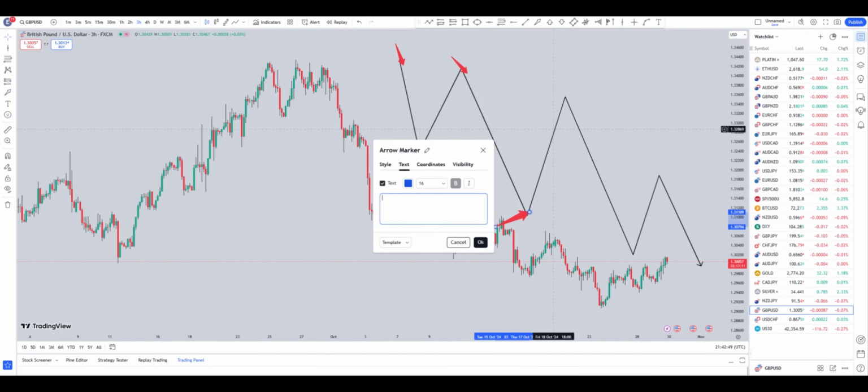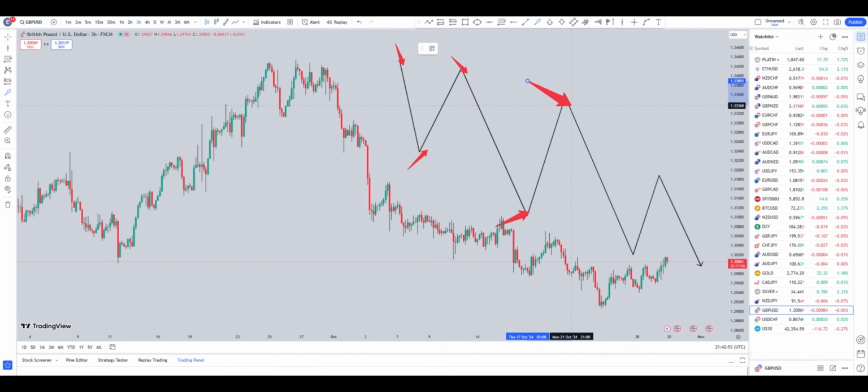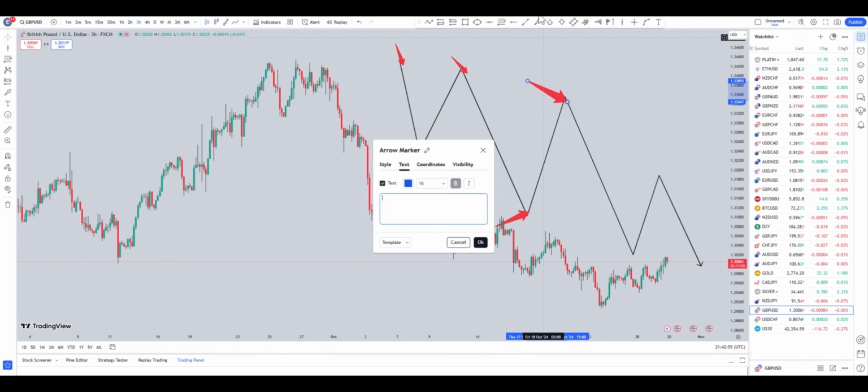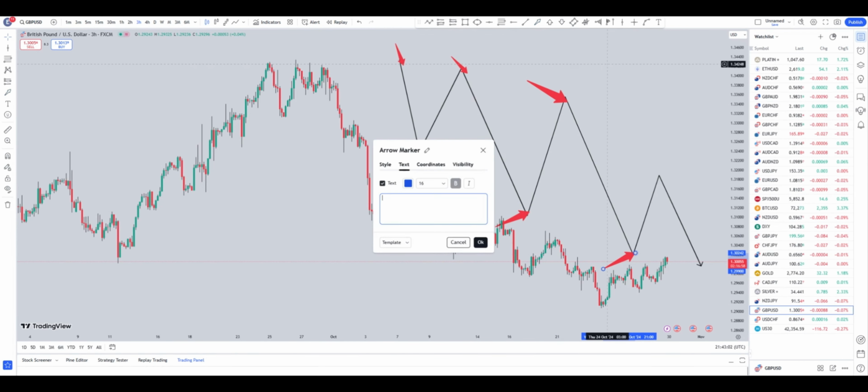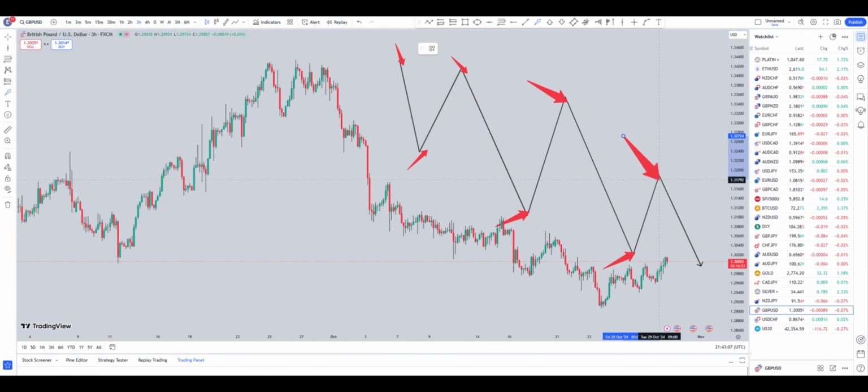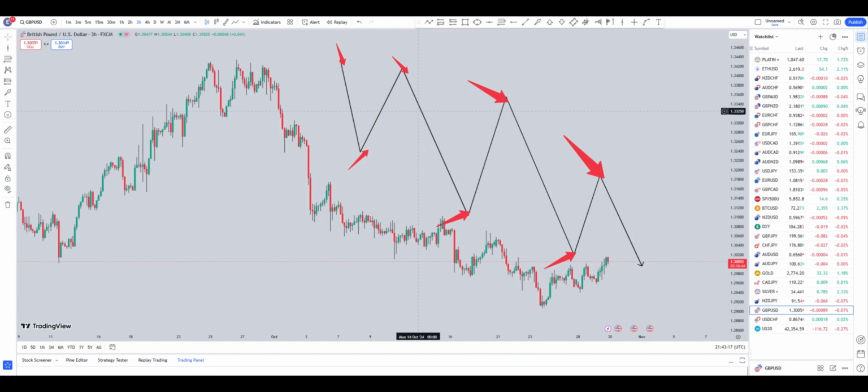So we have a lower low. Here we have a lower high because this high is lower than this, and here we have a lower low because this low is lower than this, and also here we have a lower high because this high is lower than this. So let's see how it is in this market.